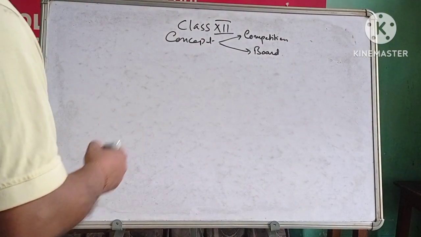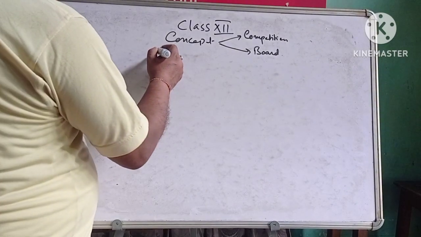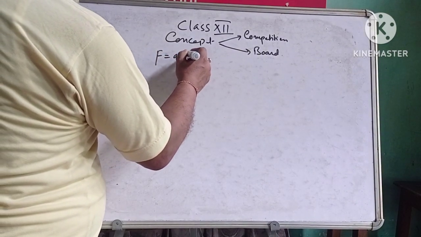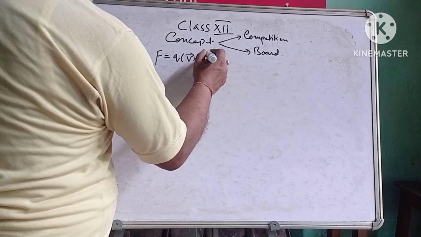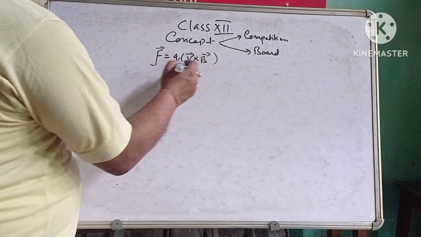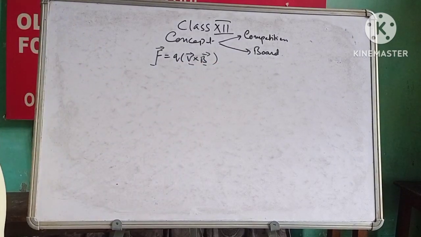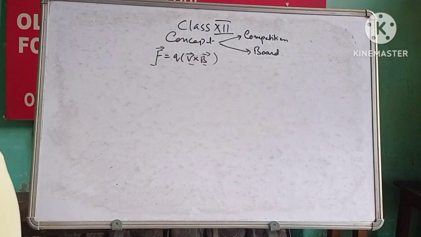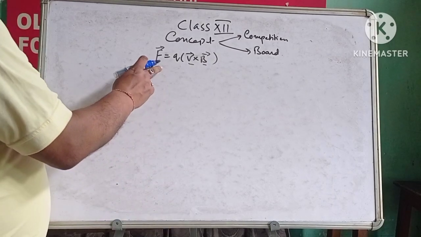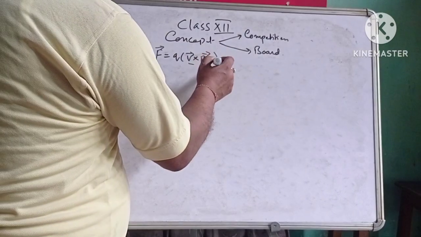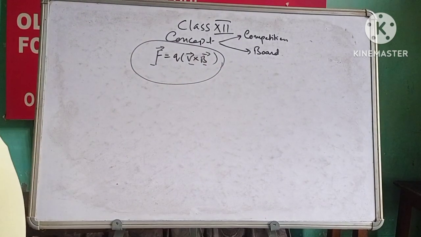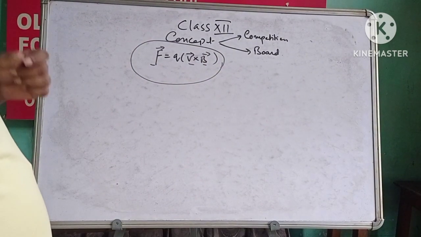So another concept about this, you have studied that F is equal to q v cross B. Here you see that all these three are mutually perpendicular to each other. This is the most important fact. All these three are mutually perpendicular to each other.